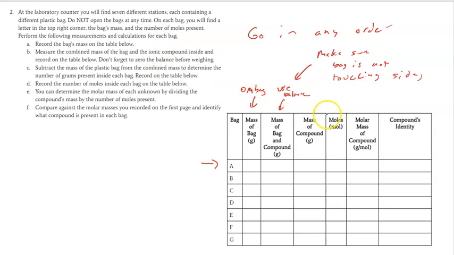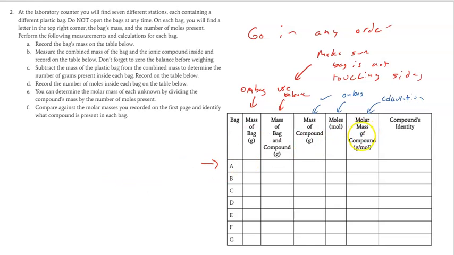Then to get the mass of the compound, it's just a simple subtraction. Take the total mass, subtract the mass of the bag, and you've got this one. Moles should also be written on the bag. Now the molar mass is where you're going to have to do your major calculation.